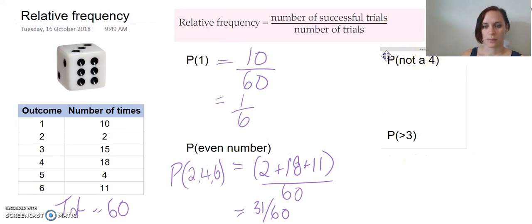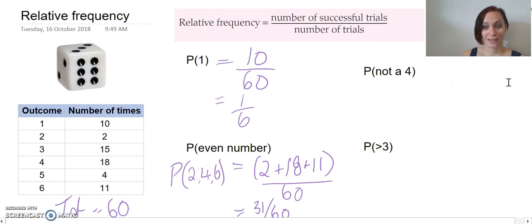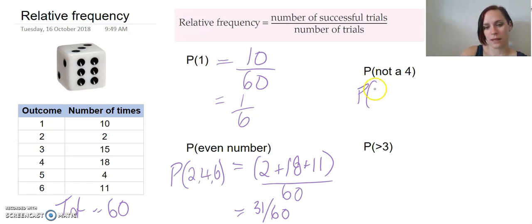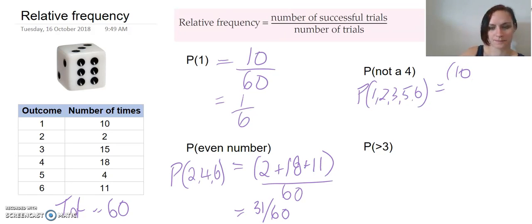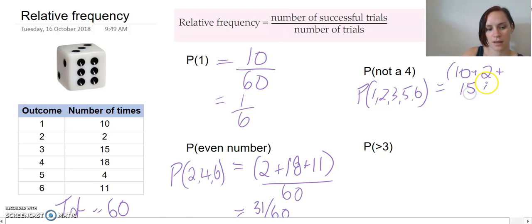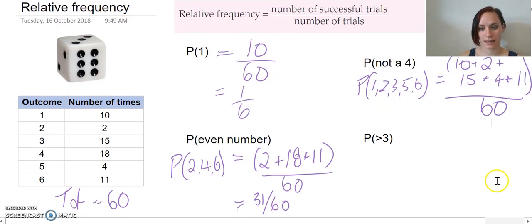Okay, now we're looking for the probability, and we'll move this across here, of not getting a 4. So that's every other option. So it'll be the probability of getting a 1, a 2, a 3, a 5, and a 6. So in this case, we have to do what we did last time, and we have to add them all together. So we would be looking at the 10, the 2, oops, sorry, I need to add in a 2 plus a 15 plus the 4 plus, did it again. We have to add all these plus the 11 and all of that divided by a total of 60. So we can do that on our calculator later on.